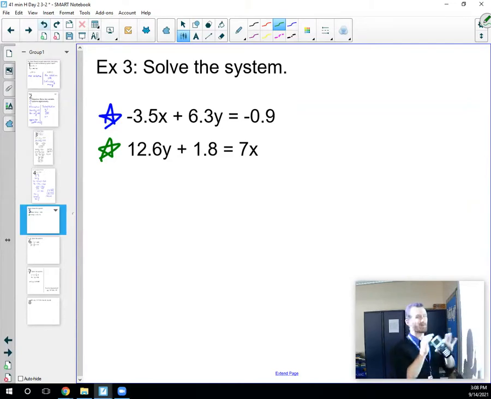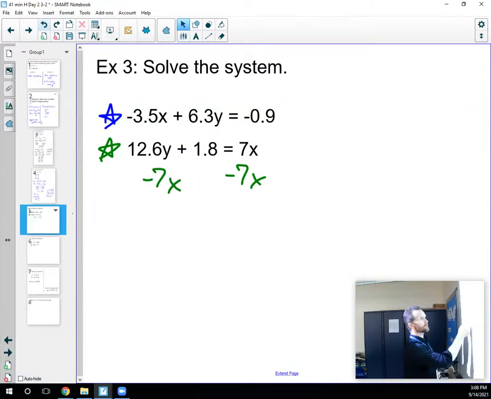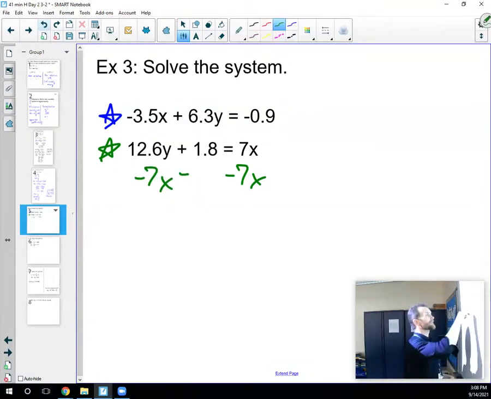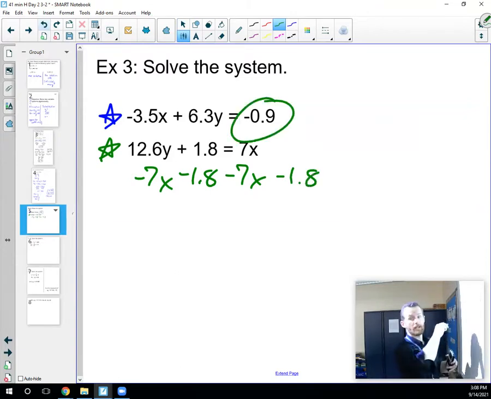So I'm going to show my work here, but hopefully you're able to do some of this in your head. Essentially, we need to subtract 7x from both sides, so we can put that in front to match up with the x in the blue. And then we need to move the constant, the 1.8, to the other side, so it'll match up with the negative 0.9 from the blue equation.